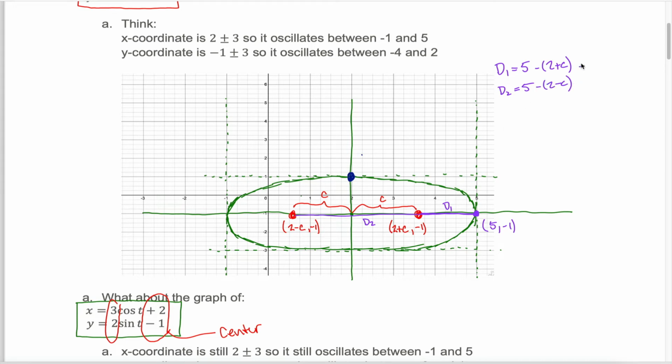I can simplify each of these expressions a little bit. 5 minus 2 is 3, so I would have 3 minus c up here. And then down here, if I take the negative and distribute it through, I get negative 2 plus c.